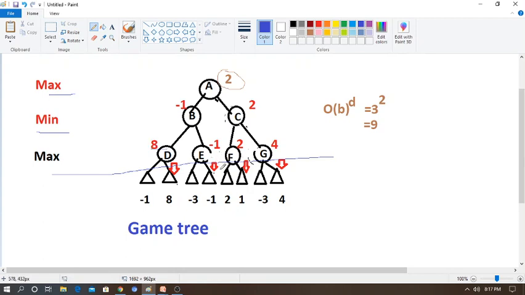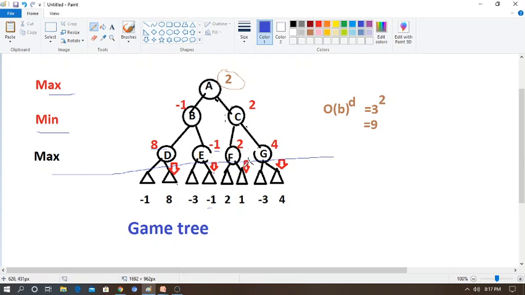Similarly, in the E node, which is maximum, -3 or -1? Here -1 is the maximum one. I am writing -1 here. Similarly the F node, and this is over. So it checks the depth level, and then applying, it goes to another node.